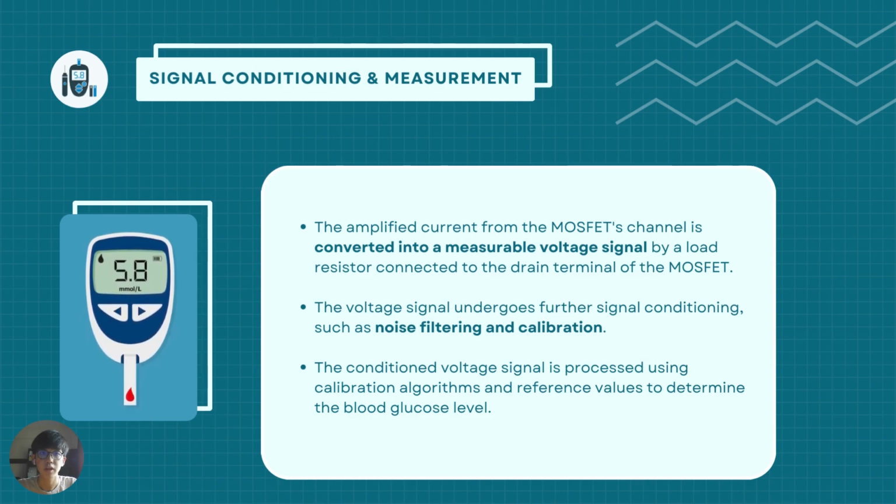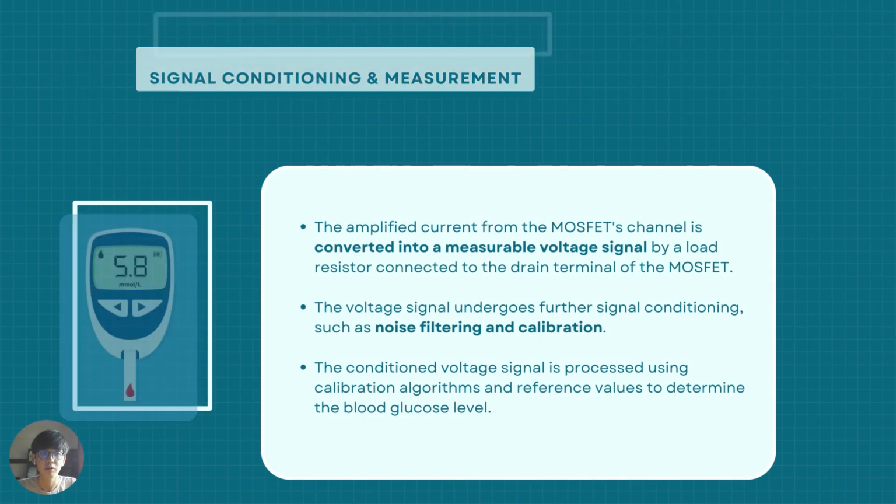Lastly, the signal conditioning and measurement process. The amplified current from the MOSFET will be converted into a voltage signal by the load resistor. After that, noise filtering and calibration will be carried out, and the conditioned voltage signal will be processed using calibration algorithms to determine the blood glucose level. So that's how the blood glucose level is determined using the blood glucose level monitoring device.